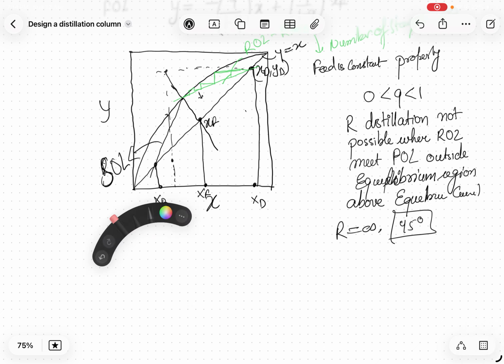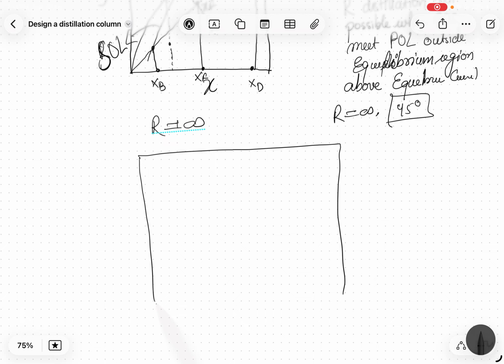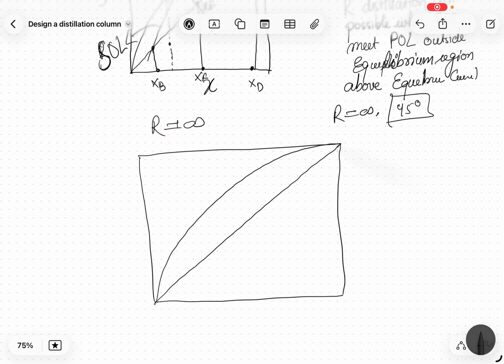Are you with me? Assume you make R equal to infinity, so the reflux ratio is infinite. Whatever is coming in, you are just directly putting it in the column. If you are refining it again and again, then what will happen? You don't require many stages. So this is my xD, this is my xF, and this is my xB.